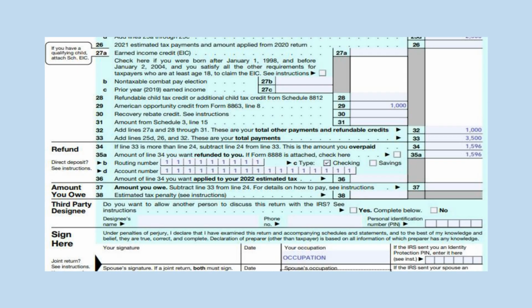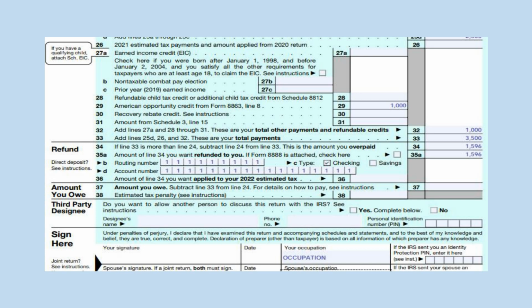On Line 32, you're going to add up all your total other payments and credits. And you had the refundable part of the American Opportunity Credit on Line 29. So that will be $1,000 on Line 32. Add all your payments together on Line 33 and you will arrive at $3,500. If you have an overpayment on your return, put it on Line 34. In this example, we have an overpayment of $1,596. As you'd want it refunded to you, put it on Line 35A.